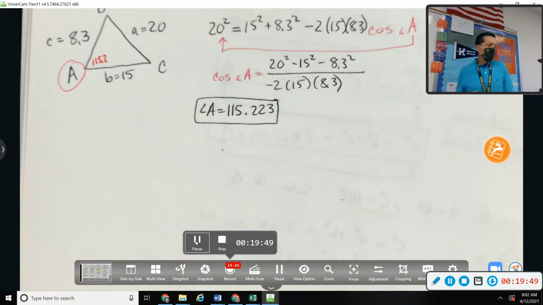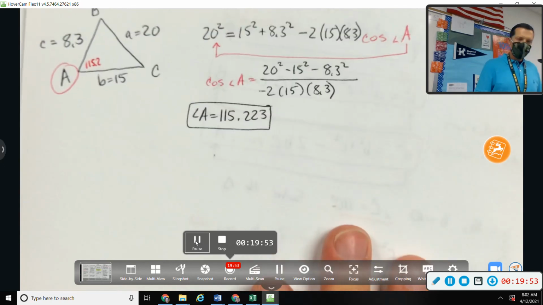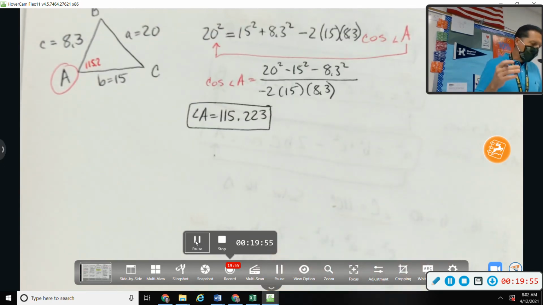What angle would you like to find next? Angle C it is. You want to do B? It doesn't matter which one you do, because you'll do 180 to get the last one. So, sorry, you've been outvoted. We're doing angle B.